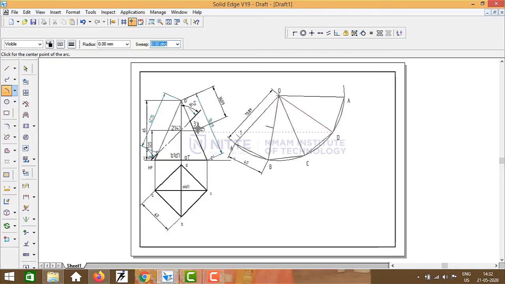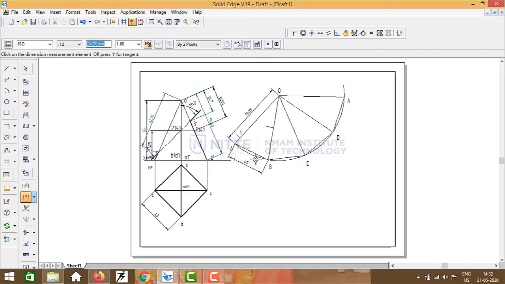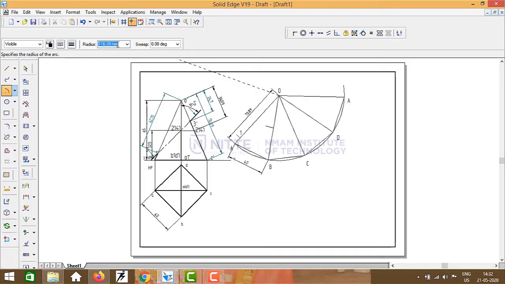Next, OC. OC will have a distance between O dash to 3 dash, which is on the true length line O dash C dash. So directly you can measure the O dash to 3 dash distance. So measure the distance O dash to 3 dash. It is 24.7 millimeter. So 24.7 millimeter, go to arc by center point, use the radius 24.7 millimeter and mark it. So that is 3 dash. I'll mark it. This is 2 and here it is 3 on OC.